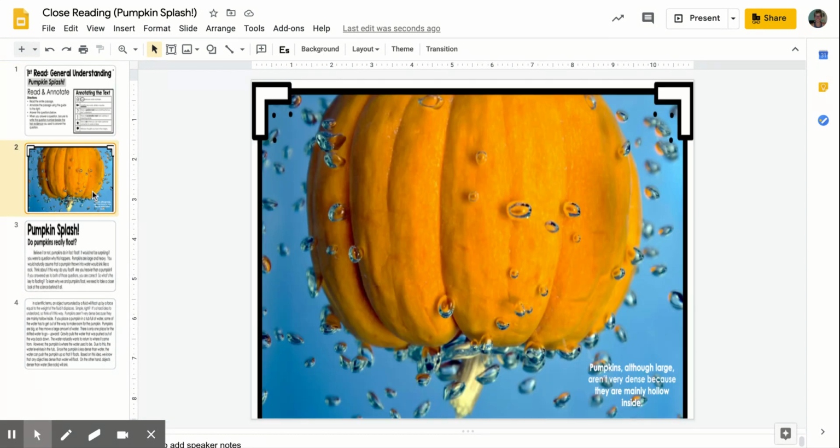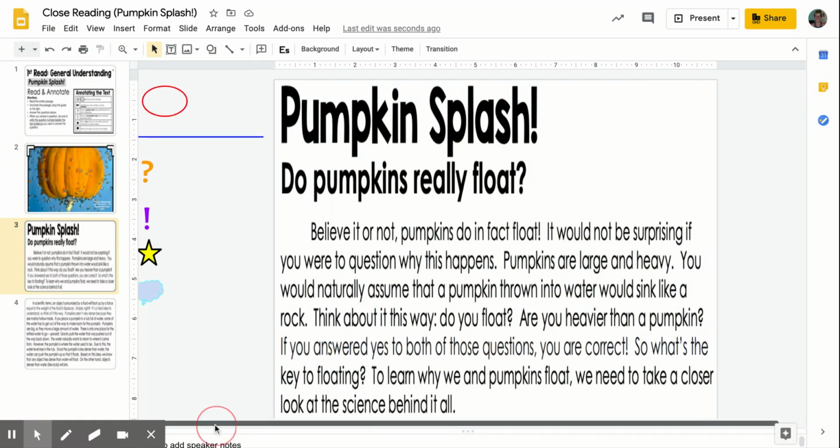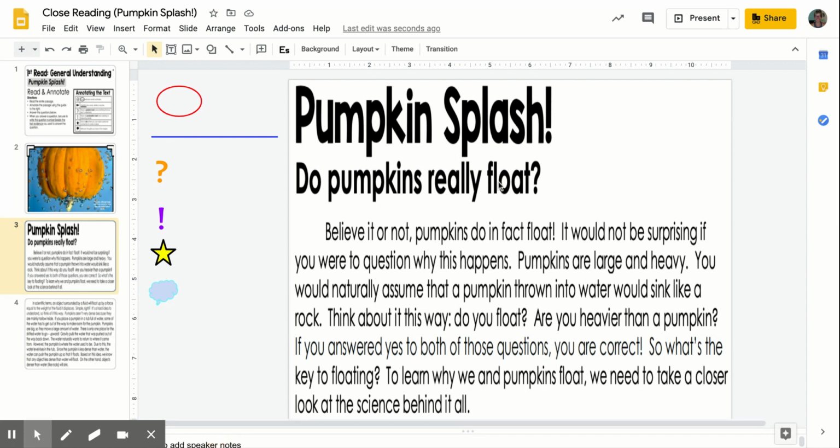So we are going to read a text here called Pumpkin Splash. And this caption says pumpkins, although large, aren't very dense because they are mainly hollow inside. Pumpkin Splash. Move this over. Do pumpkins really float? Believe it or not, pumpkins do in fact float.